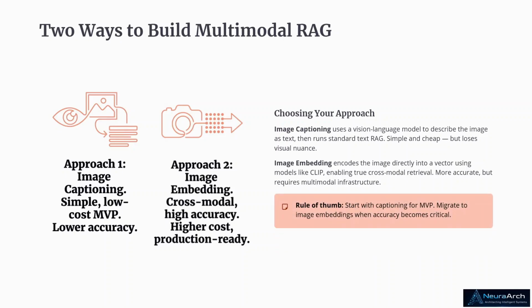Just a rule of thumb: if you are building an MVP, you can definitely go ahead with image captioning because it will never disappoint you. But later on, when you go into a production application, the use case you are actually going to build matters in deciding between the captioning option and the direct image embedding option.